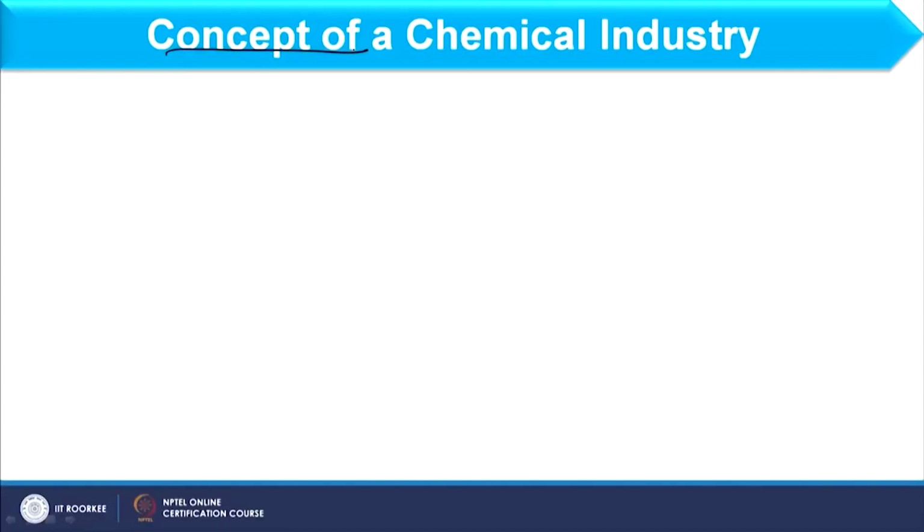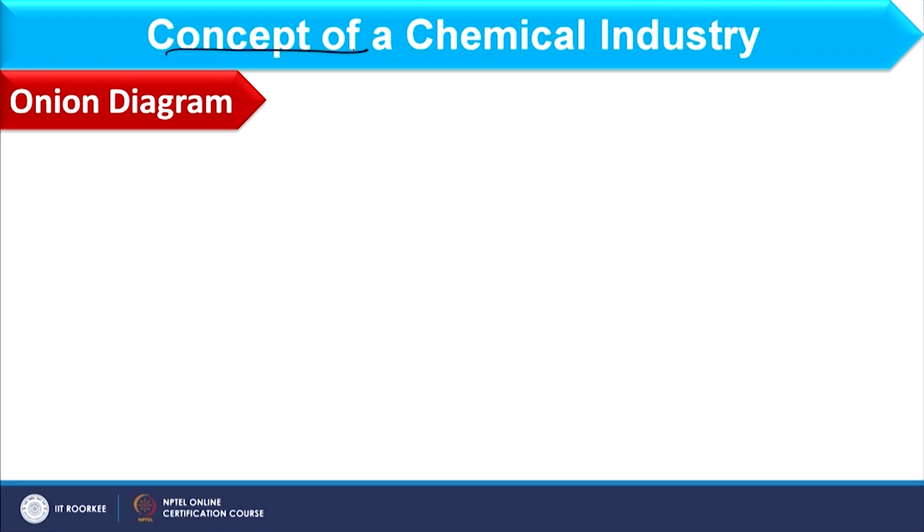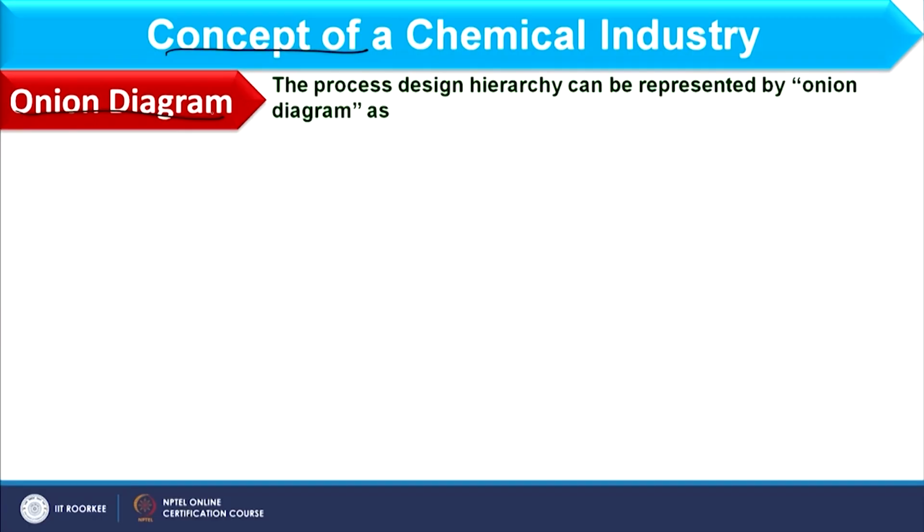So in this slide we will discuss the concepts of a chemical industry, and to make you understand this concept I am using an onion diagram. What is an onion diagram, and how does it represent a chemical process? That we are going to discuss. Through an onion diagram we can easily show the process design hierarchy. That hierarchy means what the primary equipment should be, what the first stage to be adopted in a chemical plant should be, and how these stages will be used at different levels.